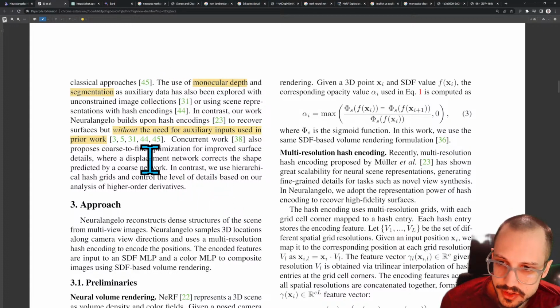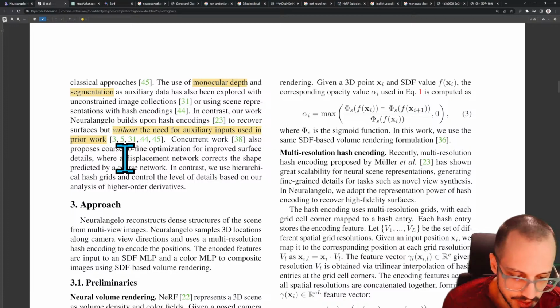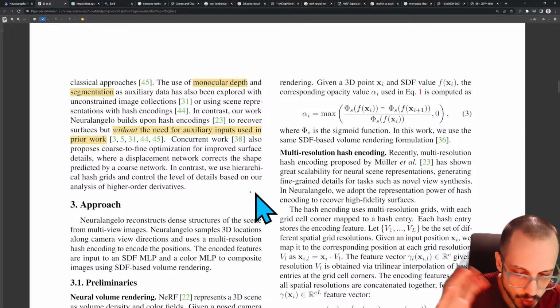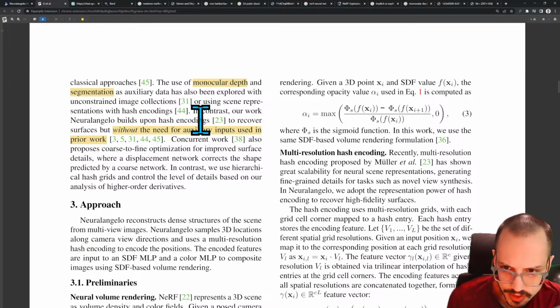Concurrent work also produces coarse-to-fine optimization for improved surface detail, where a displacement network corrects the shape predicted by a coarse network. I think we might have actually even read this paper. This sounds familiar, but you have this kind of coarse-to-fine multi-step optimization. You have different neural nets doing different things. So you have a coarse neural net that gives you the coarse structure of the object, and then you have a neural net after that that corrects the coarse structure, and so on.